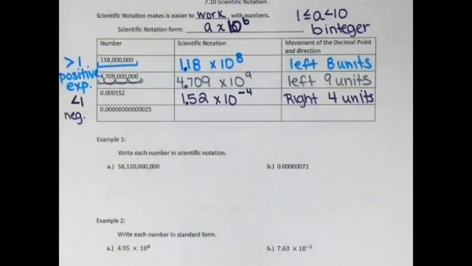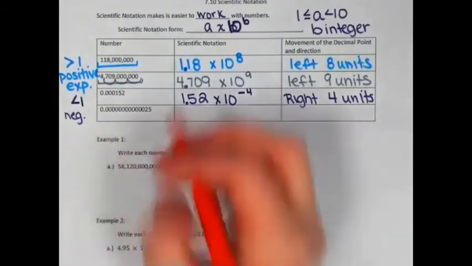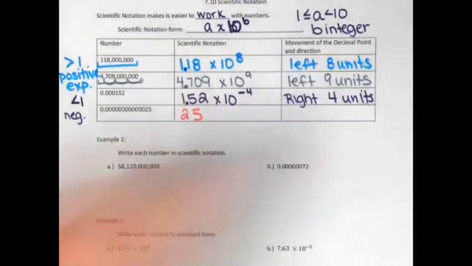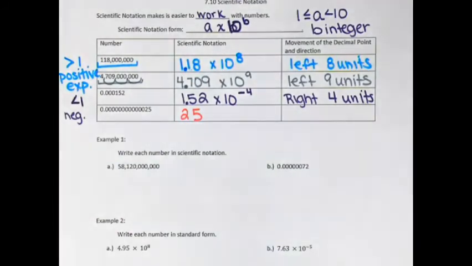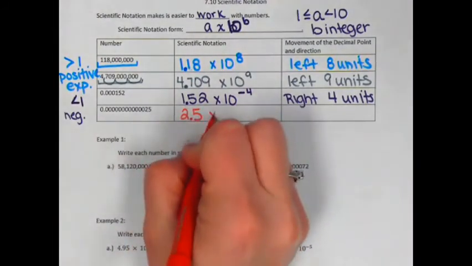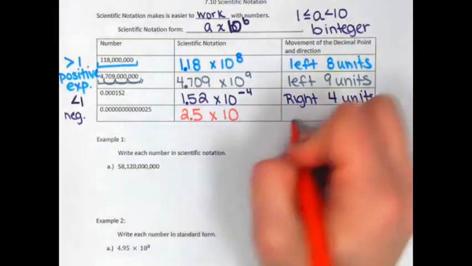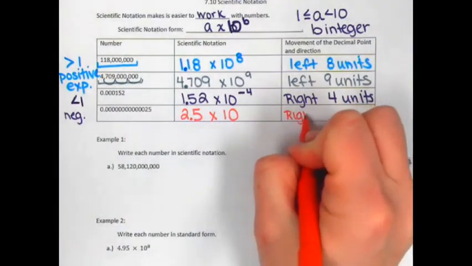All right. Now, looking at the next one, we have 25 as my number. So where would my decimal place go? Between the 2 and 5. Now, are we going to have a positive or negative? Negative, because we're moving to the right because it's a decimal.